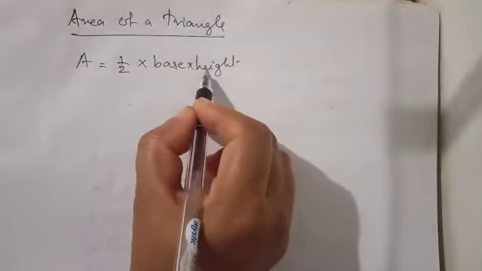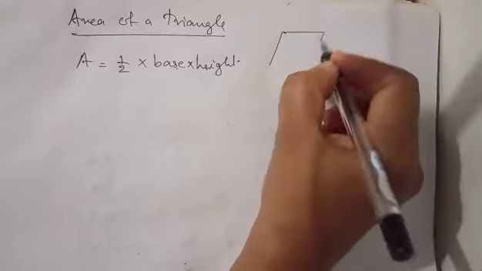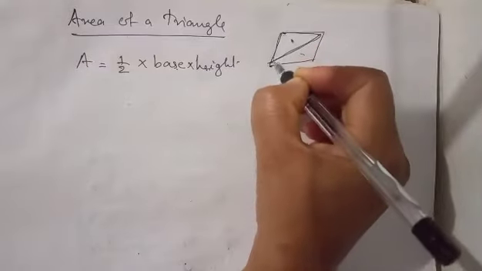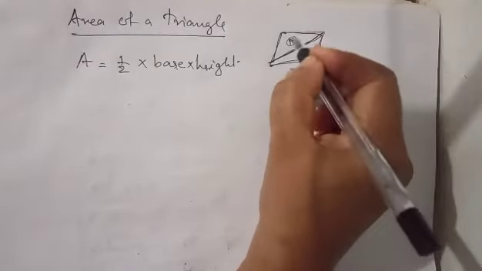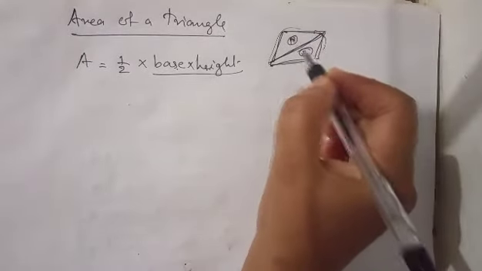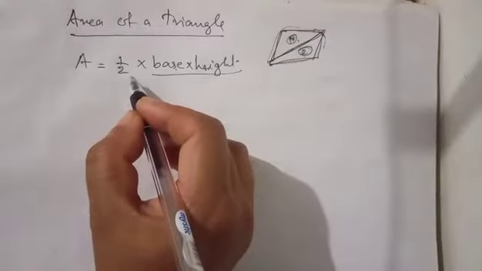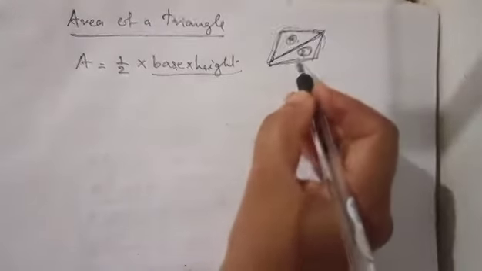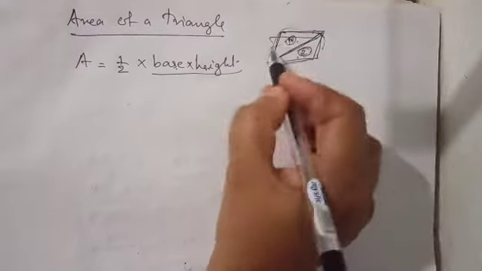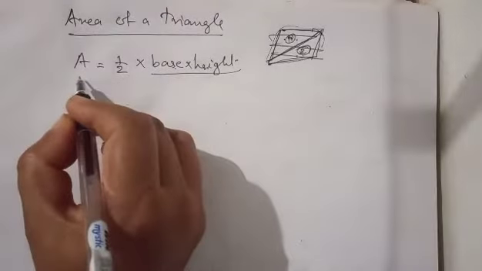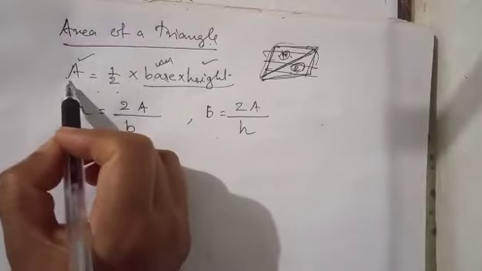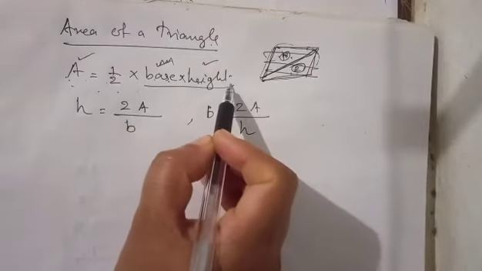Base into height, when we are multiplying, you are getting area of a parallelogram. Parallelogram is a combination of two triangles. One triangle here, two triangles. Base into height gives the parallelogram. It is half part, the area of one triangle. So we can study: area of a triangle is equal to half into base into height.